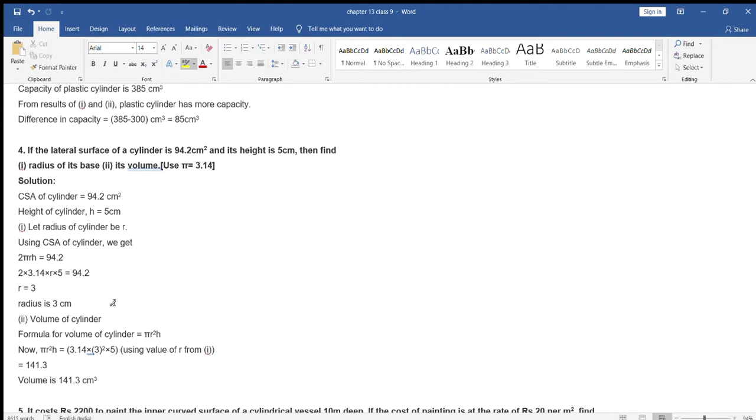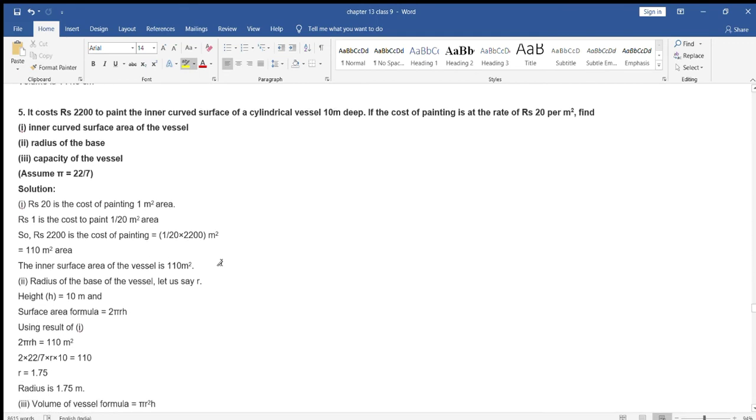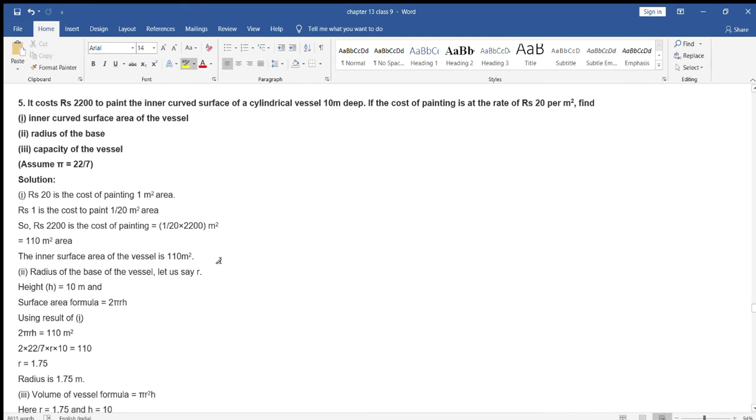How can you find out the volume? It is pi R square H. Now see our next question. Next question is question number 5.